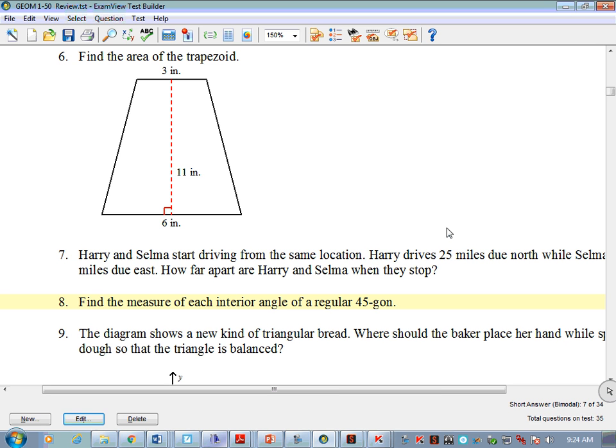All right, find the area of a trapezoid. I'm having a lot of fun with this whole YouTube thing. Probably too much fun.